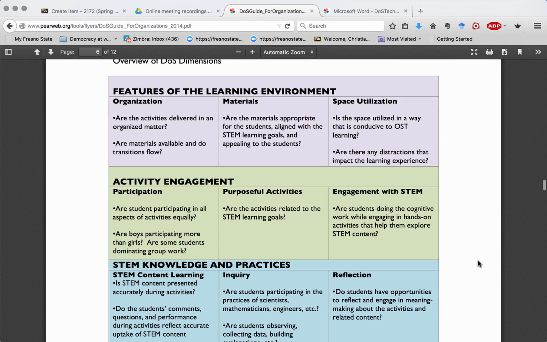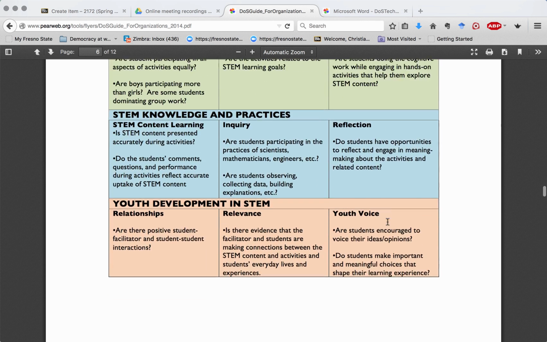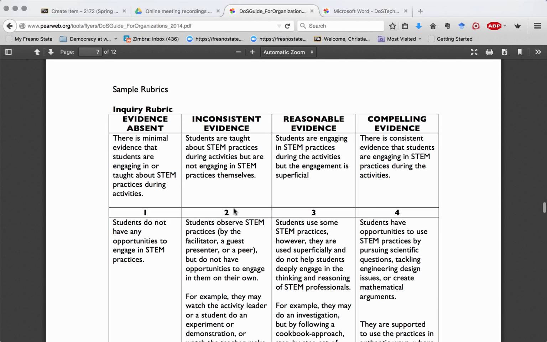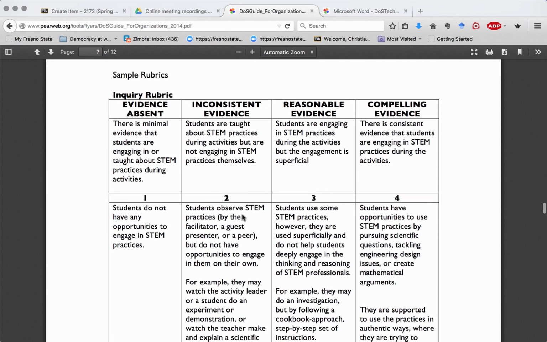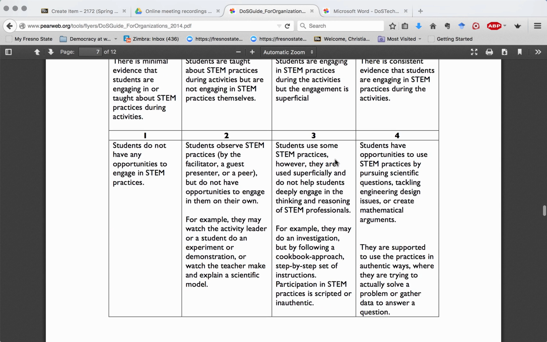Then also here you can look a little bit at the overview of the dimensions. The theoretical assumptions behind it are sometimes discussed as well. Then here you see a sample rubric. And this shows you how we're trying to capture the qualitative nature of an environment and quantify it through these rubrics. Is it a 1, 2, 3, or a 4? And then we describe this in quite great detail.